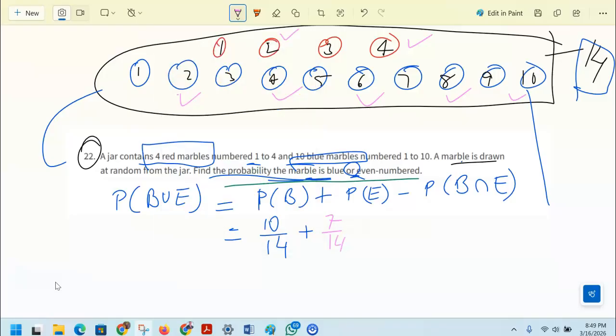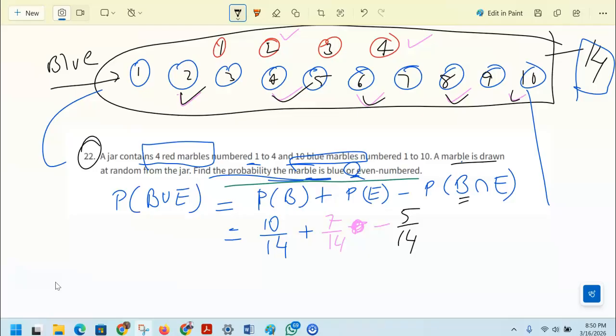So 14 plus, sorry, minus, how many are both blue and even? So I have to go in the blue section. So this is the blue section. In the blue section, which one is also even? 1, 2, 3, 4, and 5.